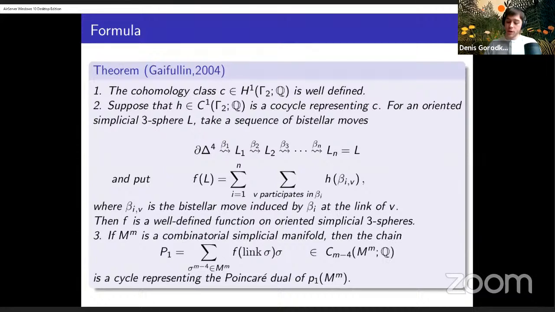And now you have to take all of those induced bistellar moves for all of those vertices and sum the value of the cocycle H on those moves, and then you receive a function on all combinatorial three-spheres. For the first Pontryagin class, this function is exactly the coefficient you have to take: you receive a cycle which represents a cohomology class Poincaré dual to the first Pontryagin class.